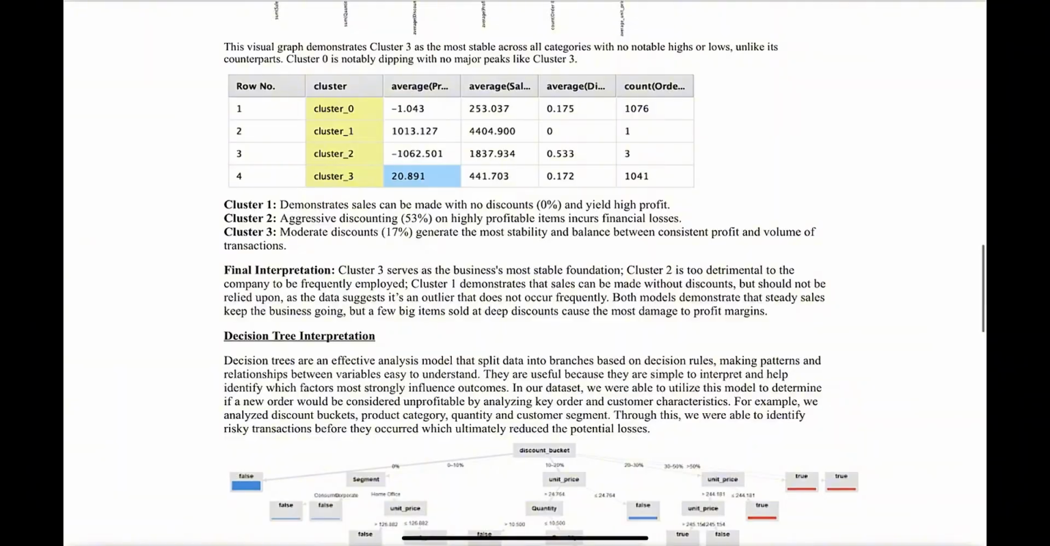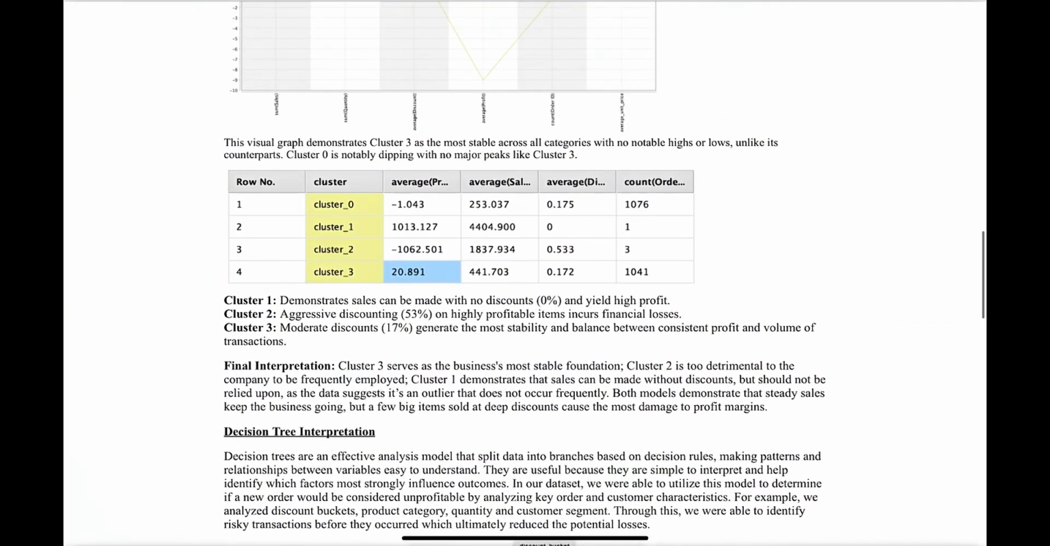Then we have cluster data here, where we can really see in percentages what would be best. So the average discount for cluster 3 is 50. Oh, I'm sorry, that was incorrect. The average discount for cluster 2 is 53%, cluster 3 is 17%, and cluster 1 with 0%.